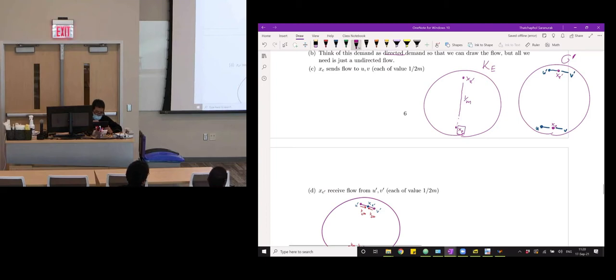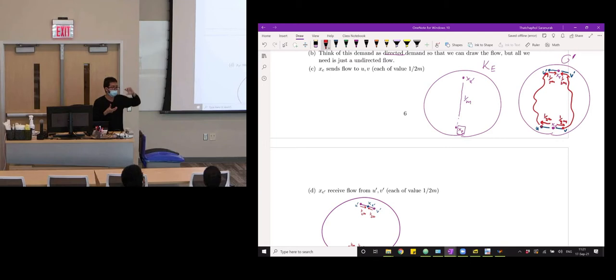What I'm gonna do, how I'm gonna construct the flow? I send 1 over 2m here and 1 over 2m here. Okay. First, somehow I want the flow from U to reach U prime, and the flow from V to reach V prime. Somehow I don't specify yet how to do that. Okay, but once I can do that, I will just send this by 1 over 2m. Okay, so I have constructed a partial flow.